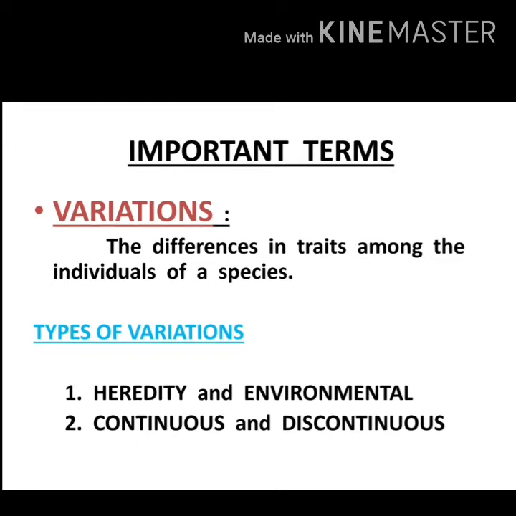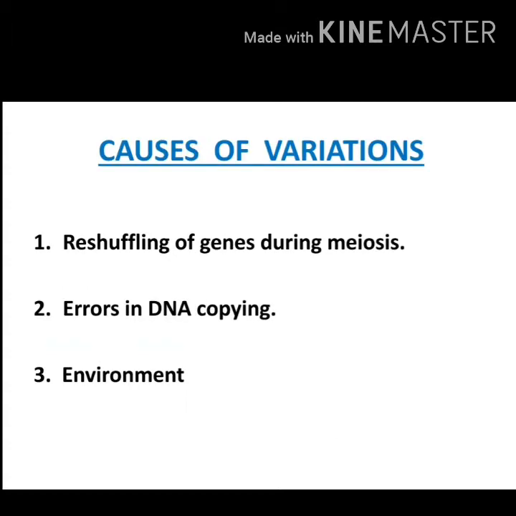So these are the two types of variation that you usually see in individuals. First one is hereditary variation and environmental variation. Second, continuous and discontinuous variations. Next, let us see what are the causes of variations.